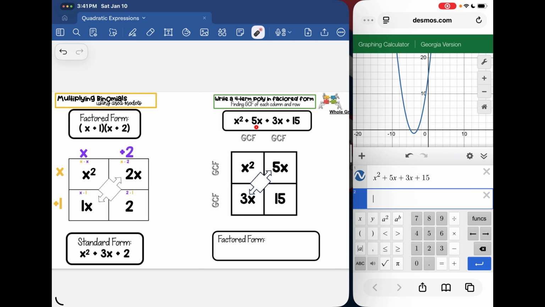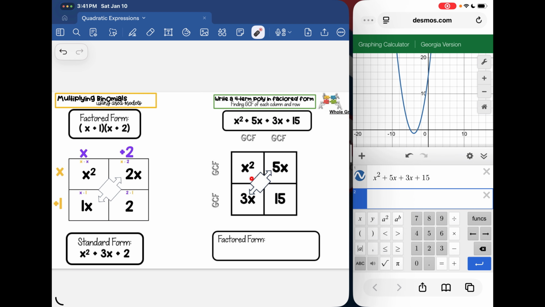x squared plus 5x plus 3x plus 15. And our goal is to take this and rewrite it as a product of two binomials, aka factored form. We're going to use structure and patterns to let the area model guide us. If you notice, I placed each one of the terms already inside of the box. The most important part is to simply ask yourself, what does each row and each column have in common? It doesn't matter if you do rows first, columns first, or even a single box. It's all about pattern and structure.